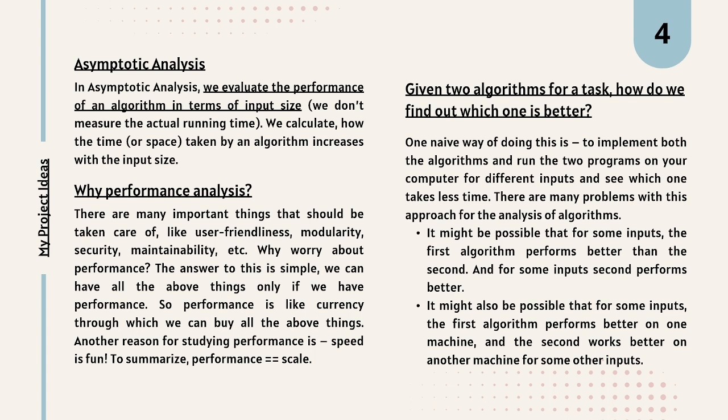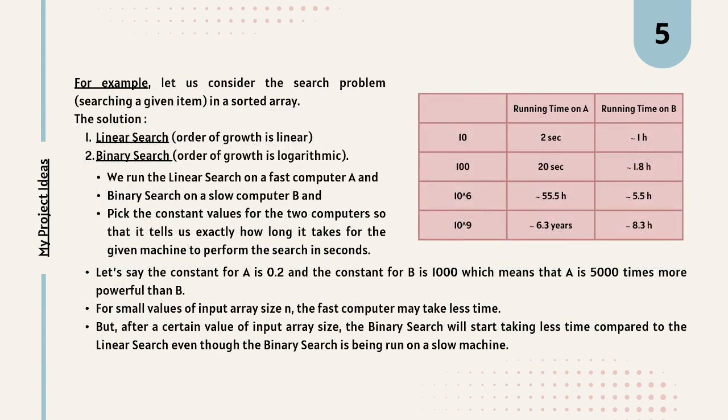See, if you draw a graph for the two algorithms, the time to input graph, you will see that it's not a straight line, it will fluctuate. And the second possibility is that for some inputs, the first algorithm performs better on one machine, the second works better on another machine. That is also possible. So if this is a problem, how do you come out of this problem? How do you solve this problem?